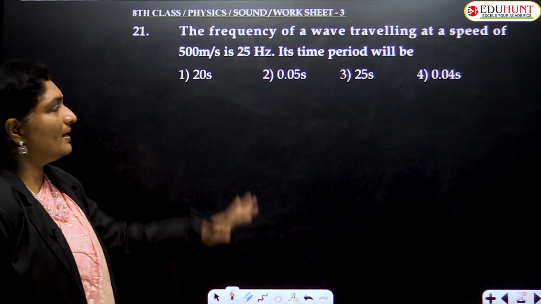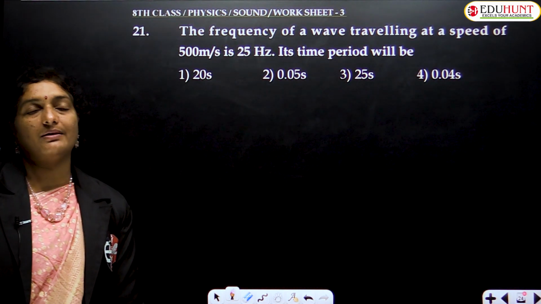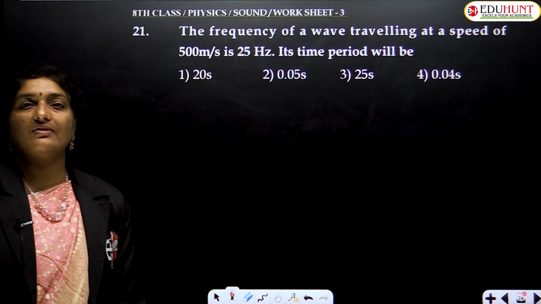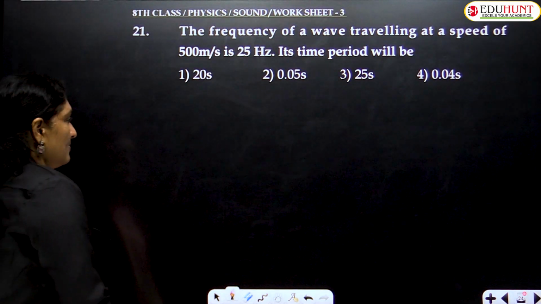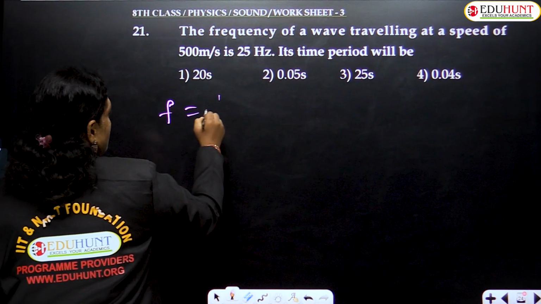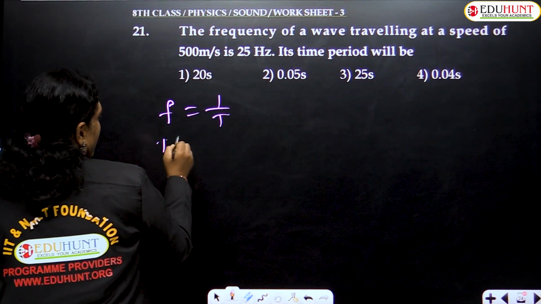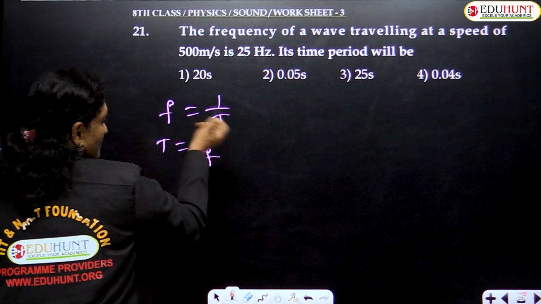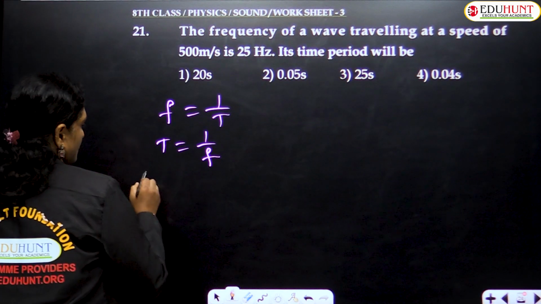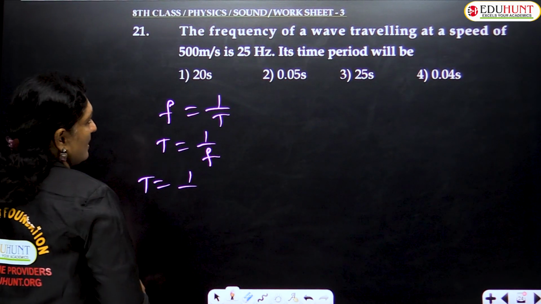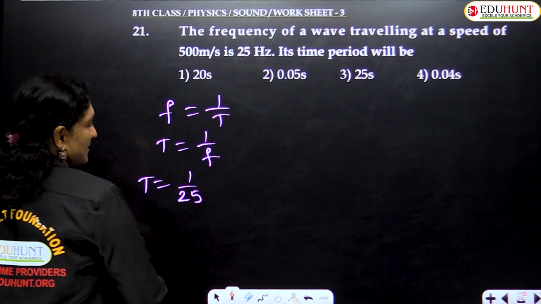So no need of speed, whatever be the speed, we know the relation between the time period and frequency. Frequency is the reciprocal of time period, or time period is the reciprocal of frequency. Just interchange the terms. So T must be equal to 1 by F. What is the value of F? F is found to be 25.